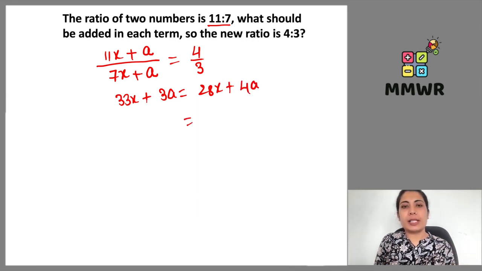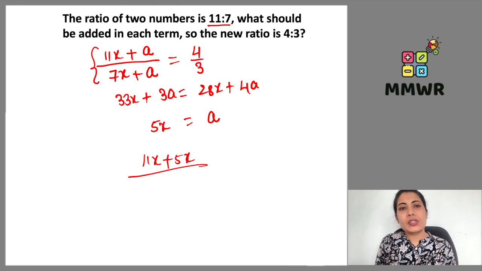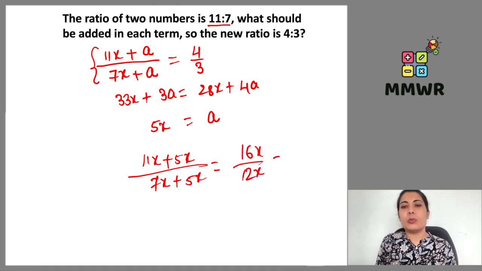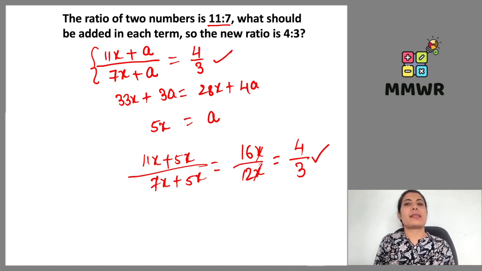When I transfer, this gives me a to one side and 28x goes to the other side. This gives me 5x. That means if I substitute the value here, 11x plus a, that means 5x, and 7x plus a, that means again 5x. So this gives me 16x upon 12x. Both of them are divisible by 4 and x is also common. So 4 4s are 16, 4 3s are 12. Look, exact same answer I'm getting.